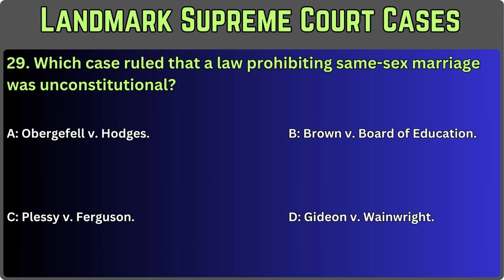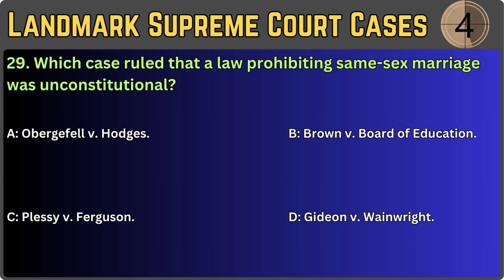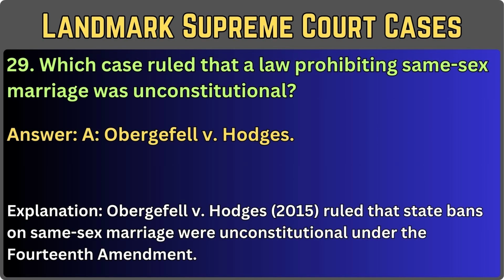29. Which case ruled that a law prohibiting same-sex marriage was unconstitutional? A. Obergefell v. Hodges. B. Brown v. Board of Education. C. Plessy v. Ferguson. D. Gideon v. Wainwright. Answer: A. Obergefell v. Hodges. Explanation: Obergefell v. Hodges, 2015, ruled that state bans on same-sex marriage were unconstitutional under the 14th Amendment.